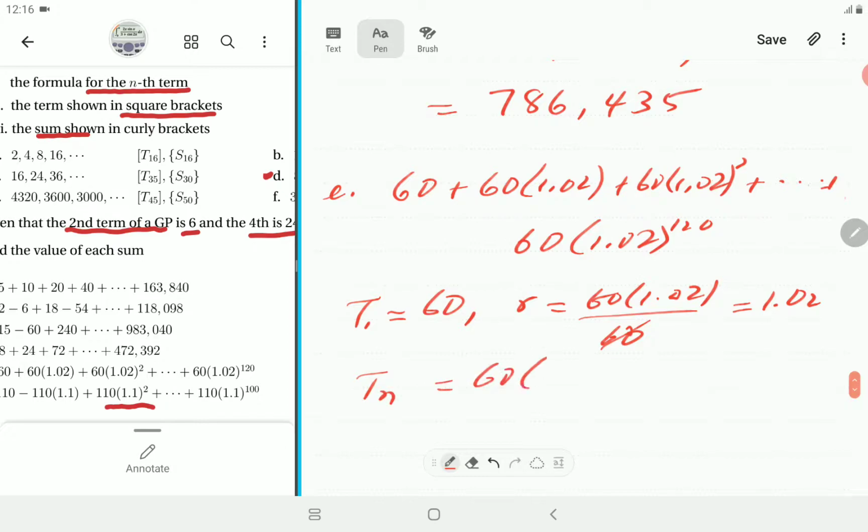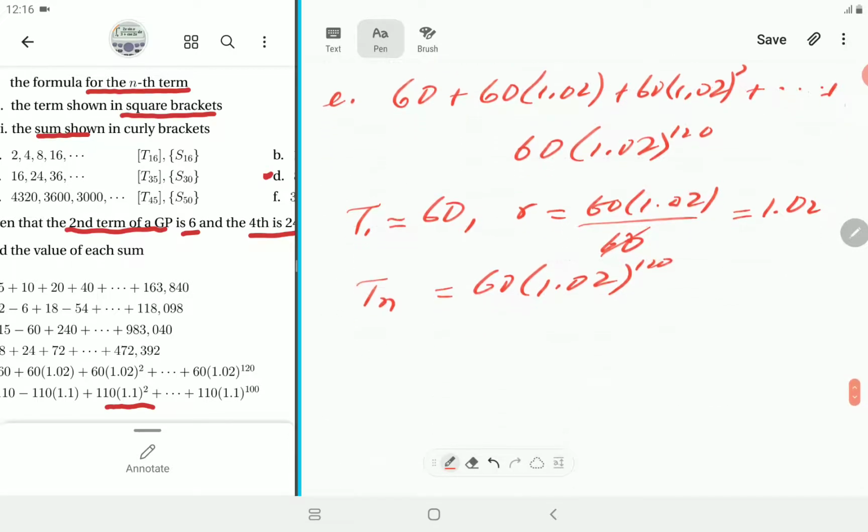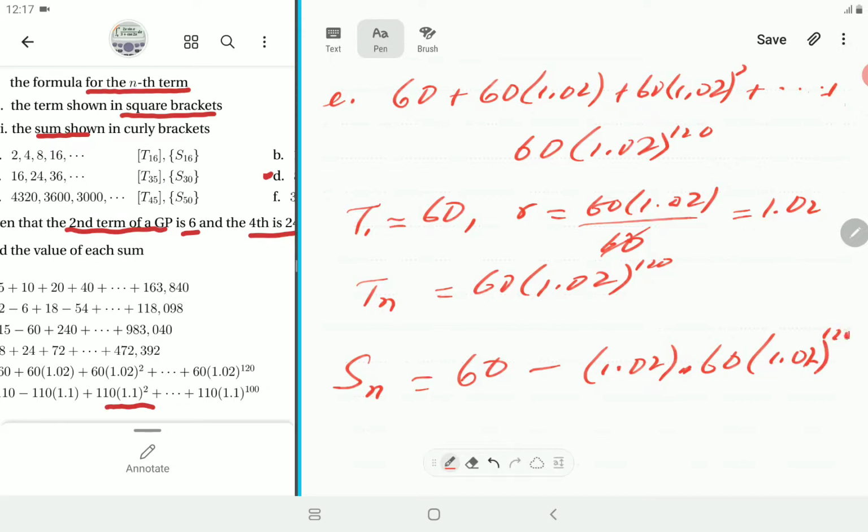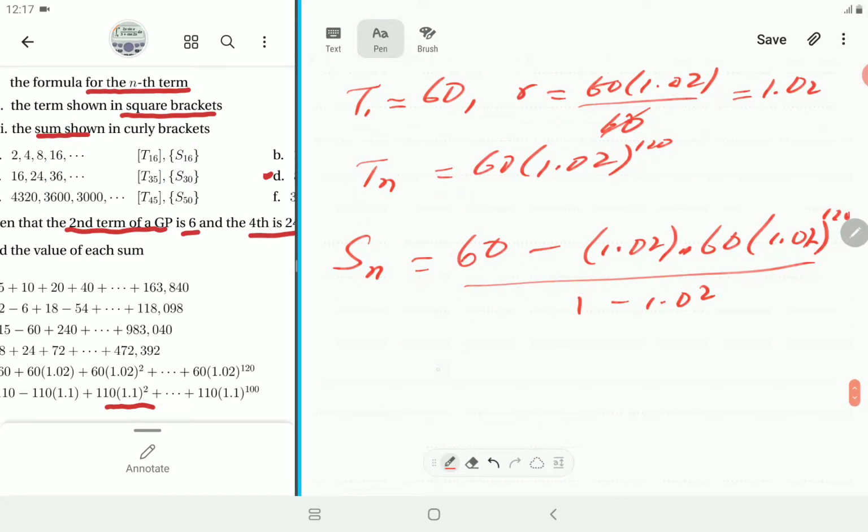Tn is 60 times 1.02 to the power 120. So again, using the second version of the formula, the sum is simply going to be 60 minus 1.02 times Tn, which is 60 times 1.02 to the power 120, all divided by 1 minus 1.02. Here 60 is common in the numerator, so we can actually write this like this.